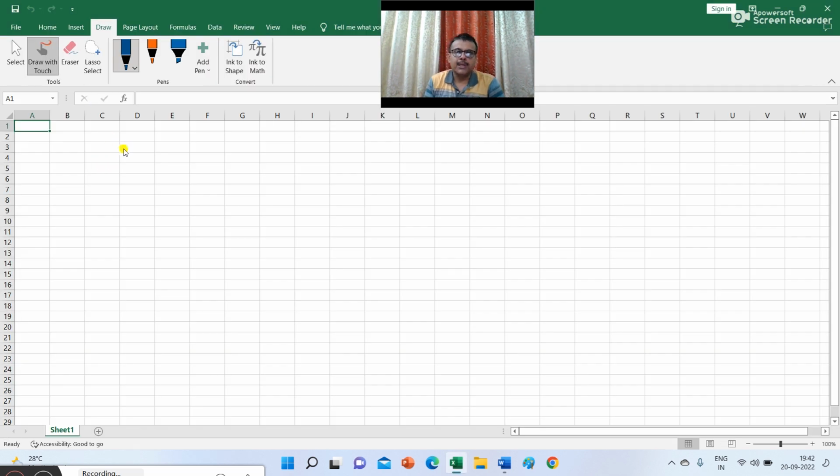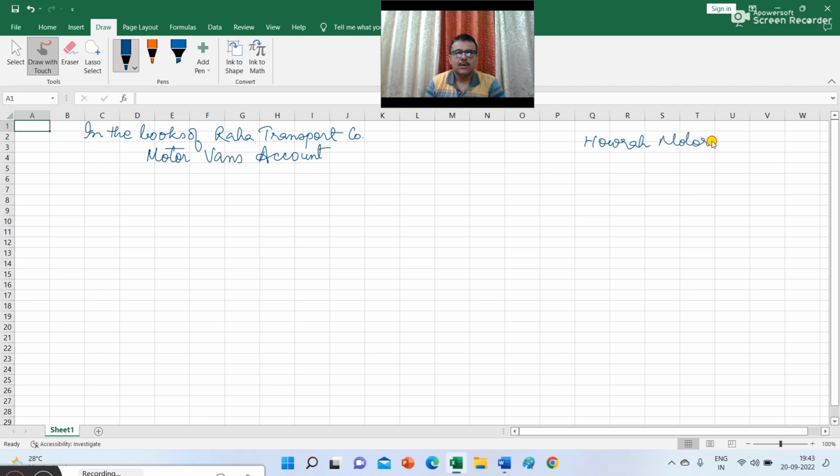Here, we are preparing the ledger in the books of Raha Transport Company. So, I am writing here in the books of Raha Transport Company motor vans account and Howrah Motors account.